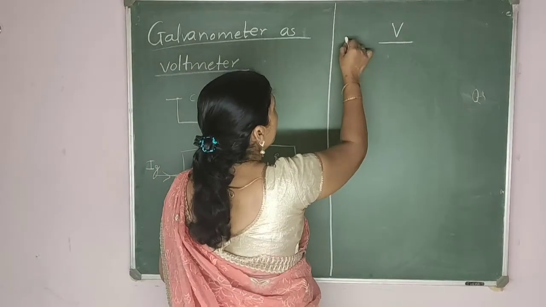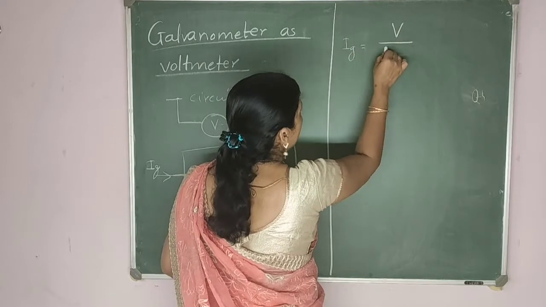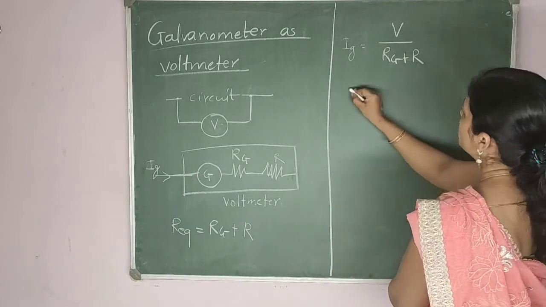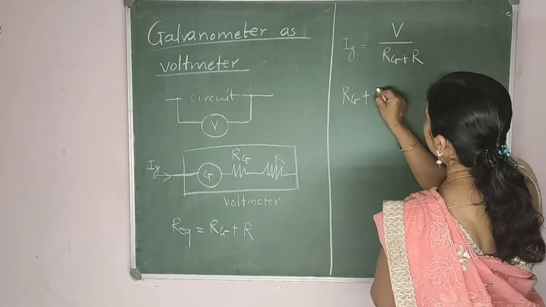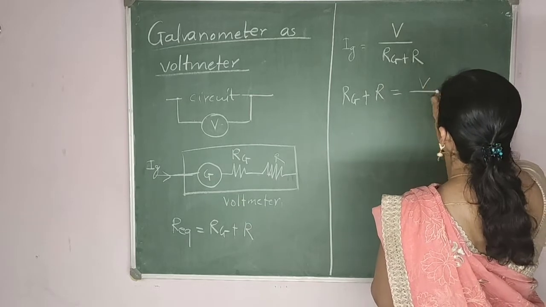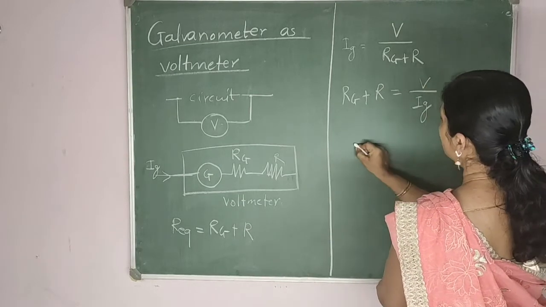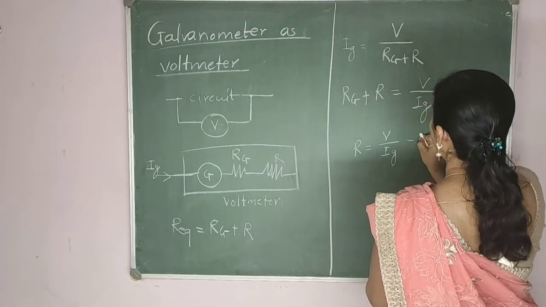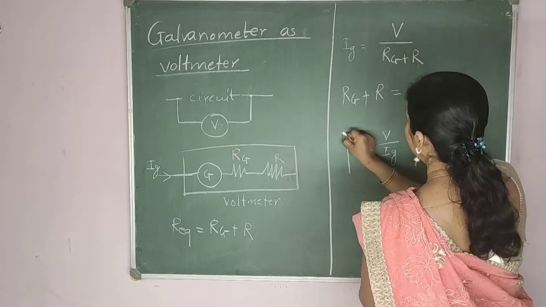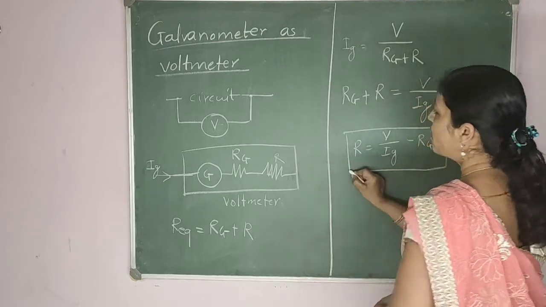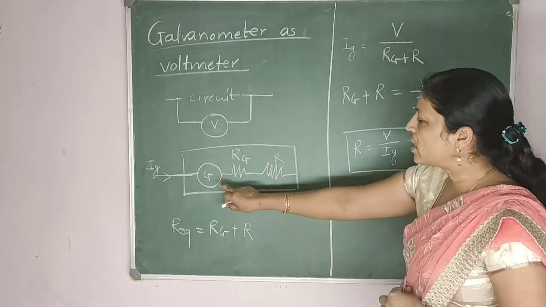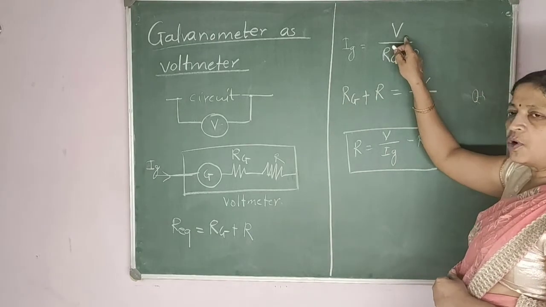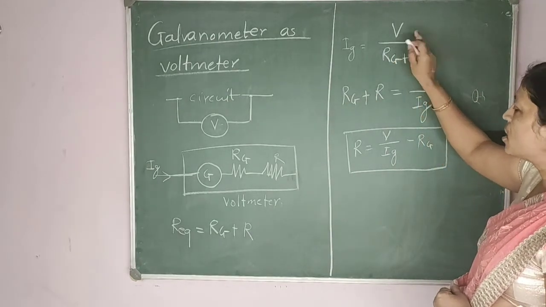By using Ohm's law, Ig equals V upon Rg plus R. So Rg plus R, where Rg means the resistance of the galvanometer, is V upon Ig. So R becomes V upon Ig minus Rg. This is the desired amount of resistance which I have to connect in series with the given galvanometer to convert it into a voltmeter of the desired range of voltage V.